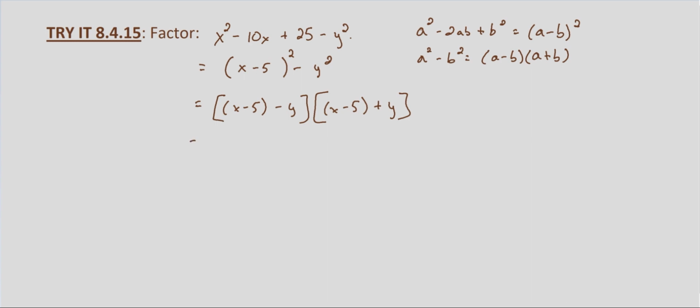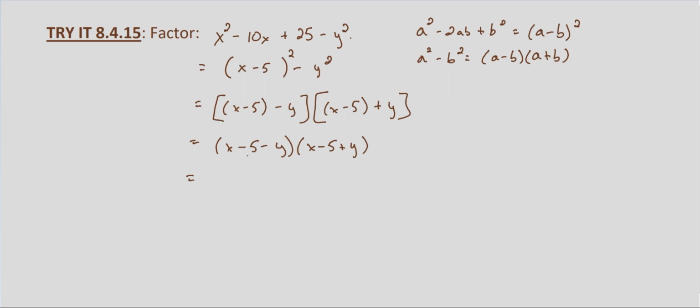And then if we just write that out without the parentheses, we end up with x minus 5 minus y times x minus 5 plus y. And you could write it as x minus y minus 5 times x plus y minus 5. Either way is perfectly fine.